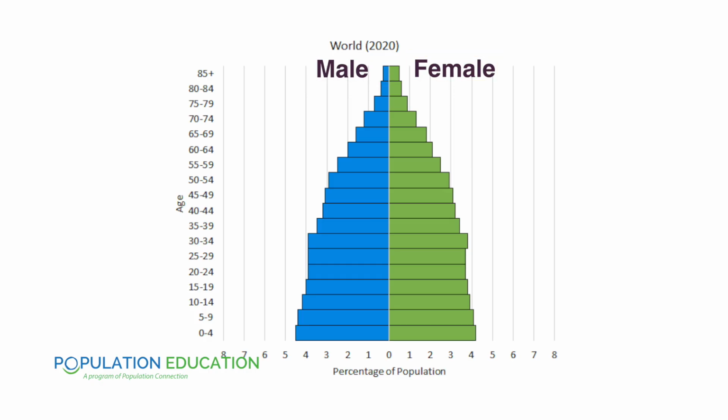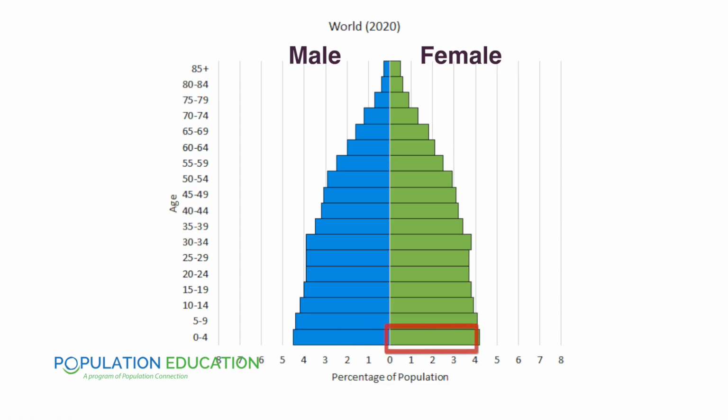Each cohort is a bar on the pyramid that represents the percentage of a population comprised of people of one sex within a certain age range. For example, if we look at the female cohort, age 0 to 4, we can see that demographic makes up just over 4% of the world's population.